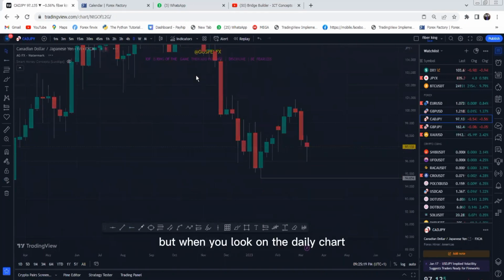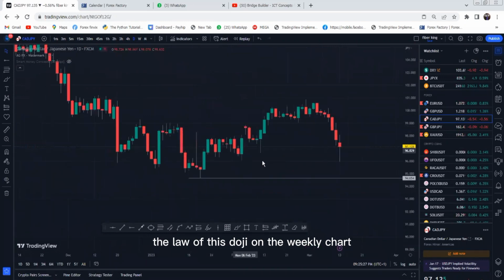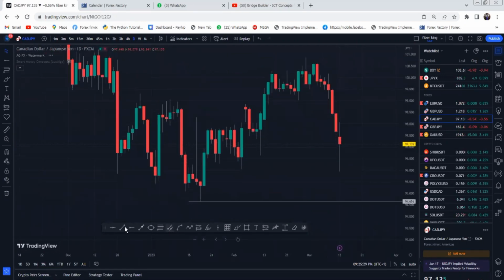But when you look on the daily chart, you discover that we have a low, the low of this doji here on the weekly chart. This weekly, the low of this doji on the weekly chart, which is this one. This is where the low was found here. Okay, so price came down, took the low.